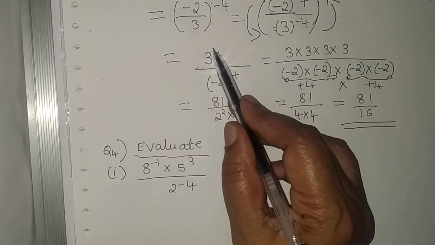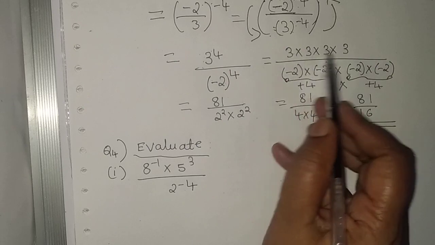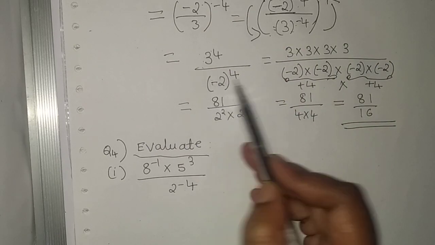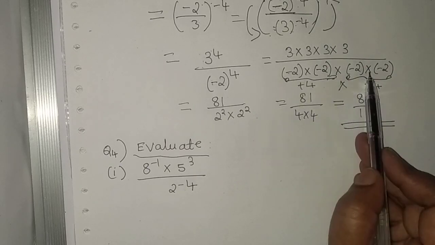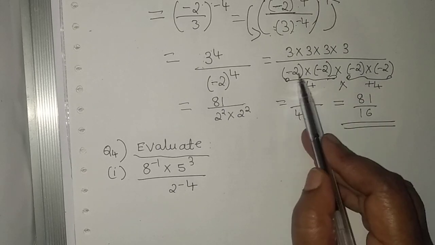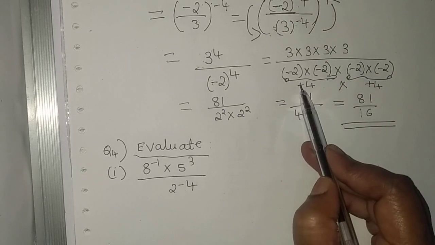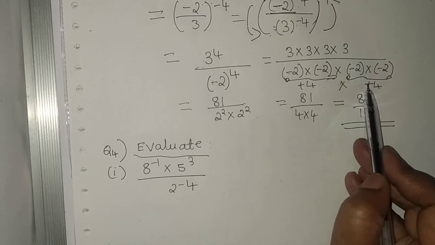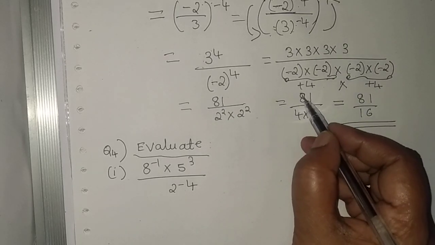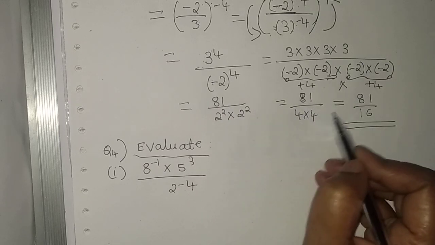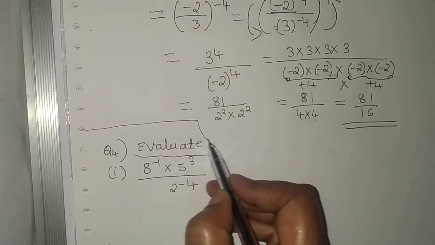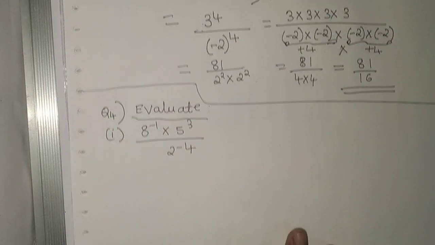Only the power signs will change. After this we get positive here, so split and write. Next here minus remains as it is. To make this positive, we'll split this number into 2 power 4 like this. So when minus into minus is multiplied, it will become plus. So we'll get 2 square or 4 into 4. So the numerator will become 81, the denominator will become 16. This is the answer. This completes the question.